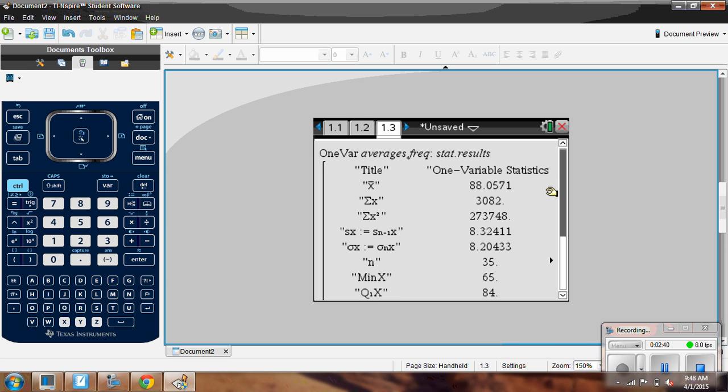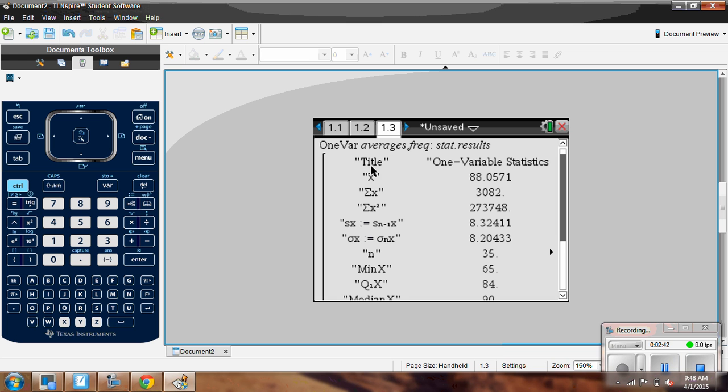What you get back, and I scrolled up so you could see it, is it gives you a title. This is one variable statistics. If this is not what you meant, you have to go back in and redo it. X bar is our mean, which is 88.0571. Sigma x is what you get when you add up all of our pieces of data, which is 3,082. If I was going to square each piece of data and then add it up, I would get 273,748. Sx is our sample standard deviation, and this is 8.32411.